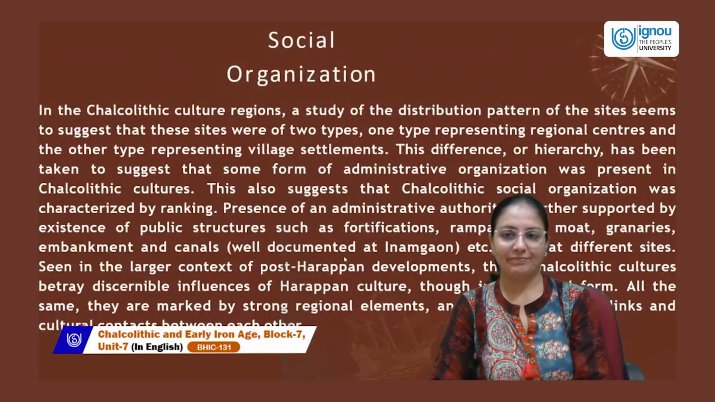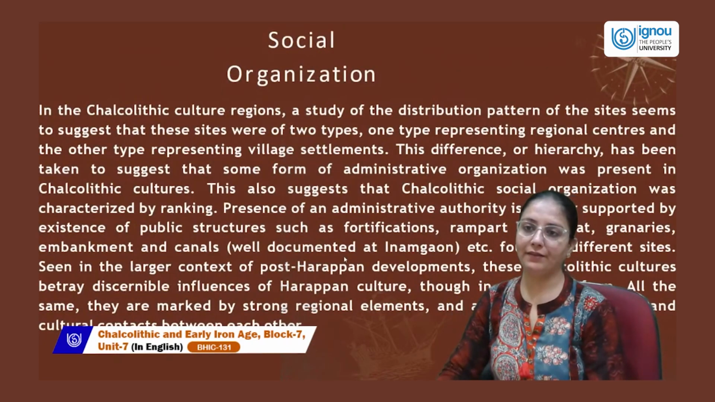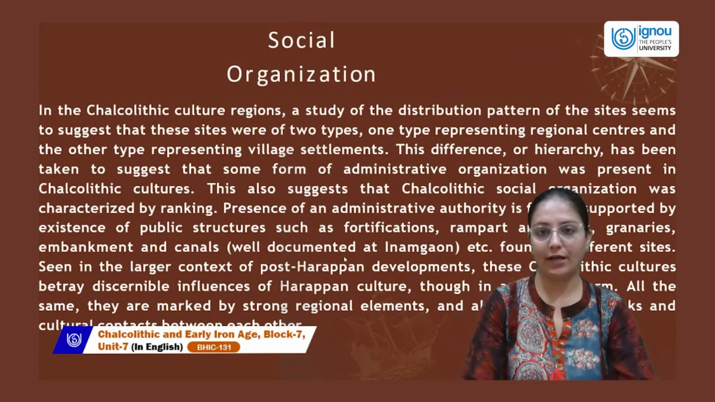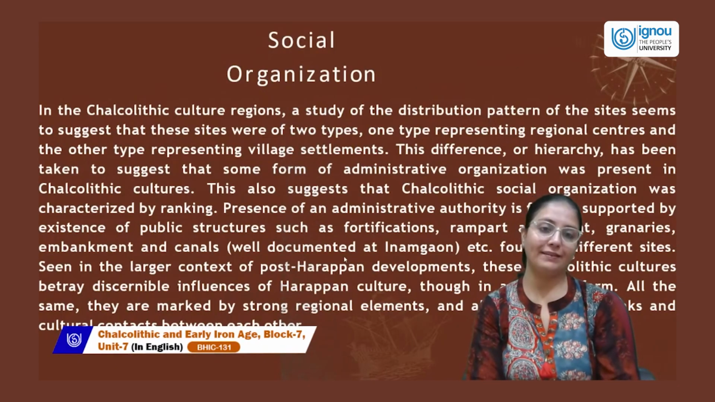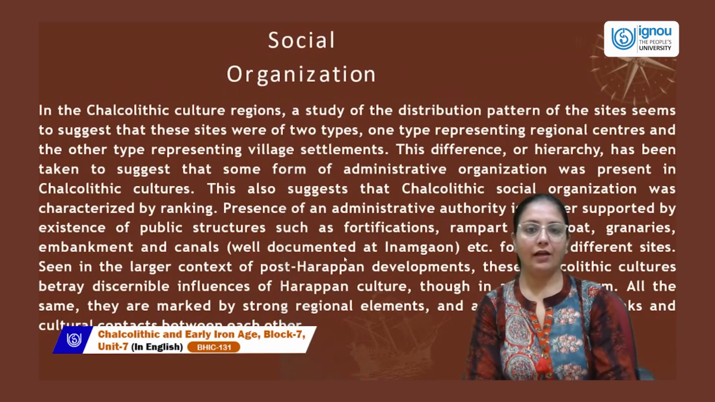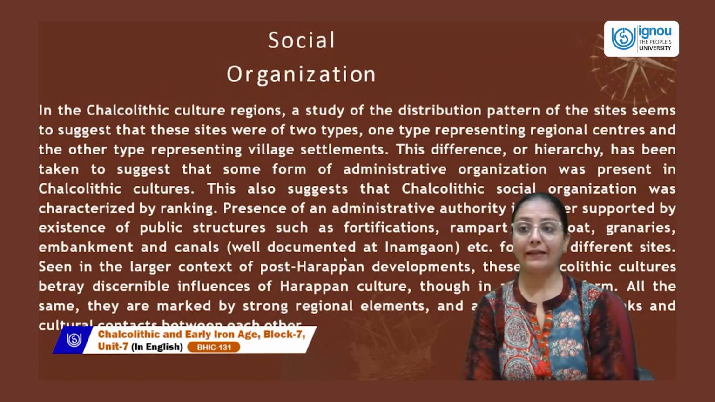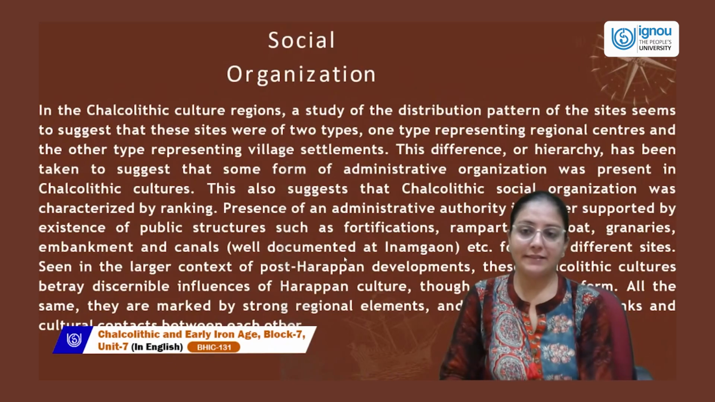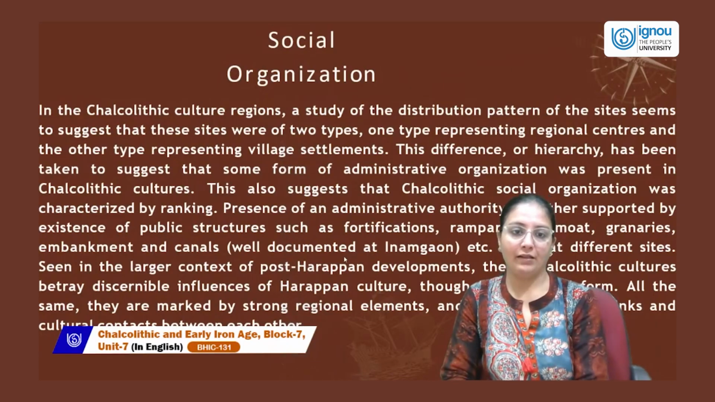Social organization. In the Chalcolithic culture region, a study of the distribution pattern of sites seems to suggest that these sites were of two types: one type representing regional centers, the other type representing village settlements. This hierarchy has been taken to suggest that some form of administrative organization was present in Chalcolithic culture. This also suggests that Chalcolithic social organization was characterized by ranking.